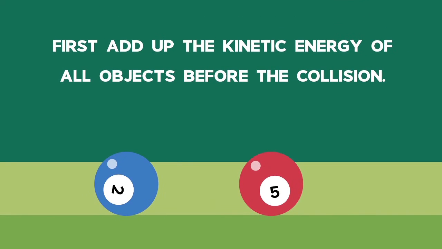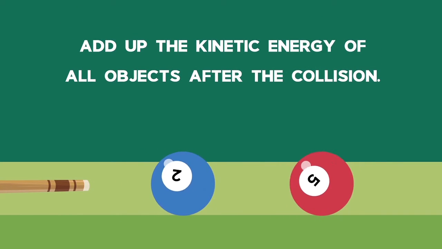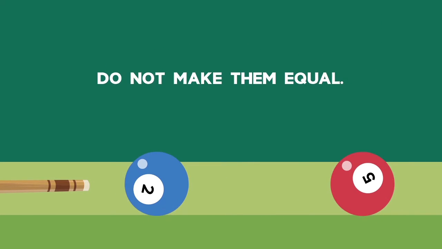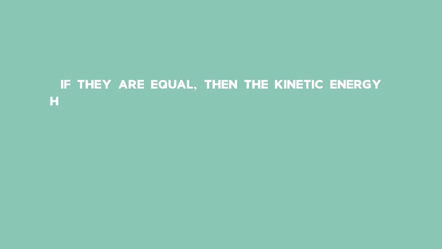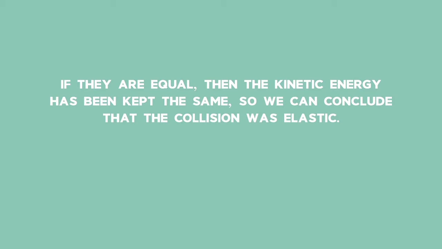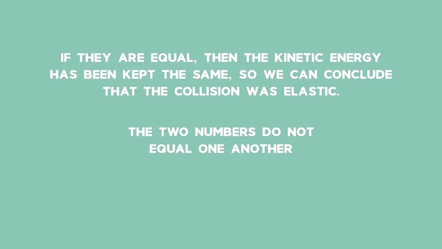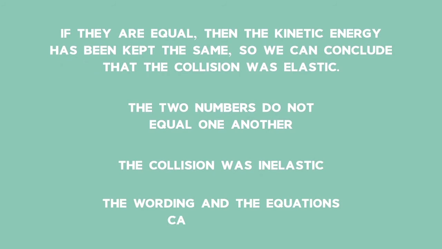First, we add up the kinetic energy of all objects before the collision. Then, we repeat it for after the collision. Do not make them equal. We are trying to compare them to see if they actually are. If they are equal, then the kinetic energy has been kept the same, so we can conclude that the collision was elastic. It's far more likely that the two numbers do not equal one another, so that means that the collision was inelastic. Be very careful. The wording and the equations can be tricky.